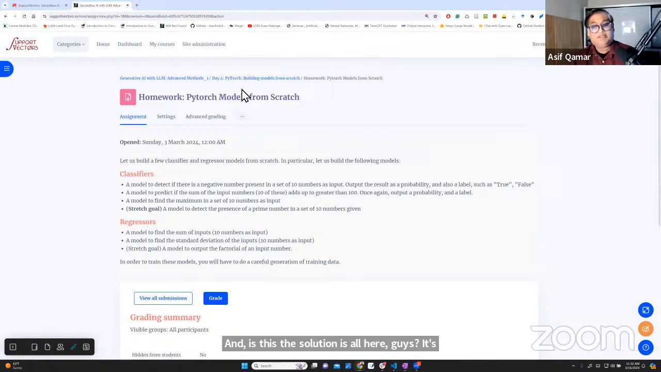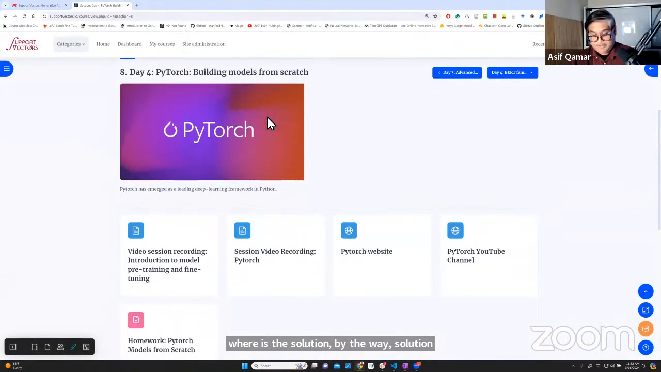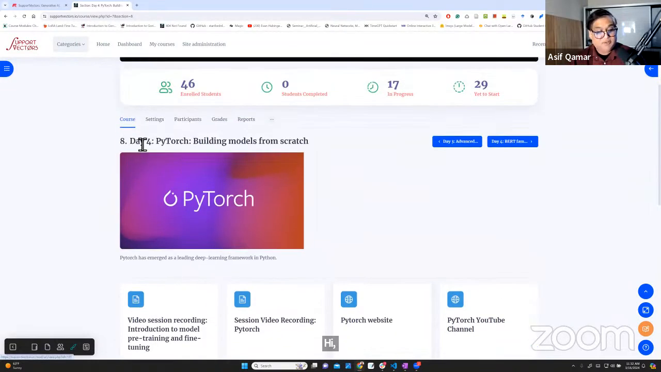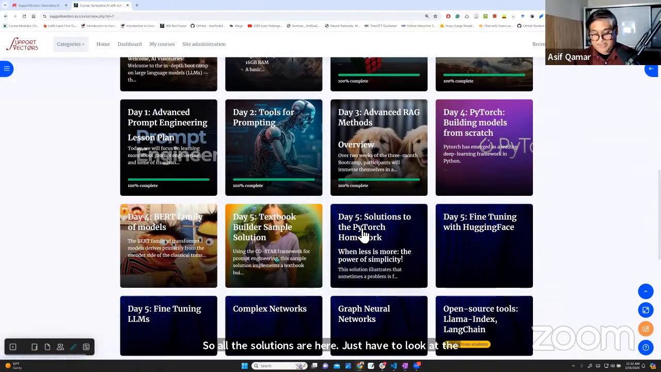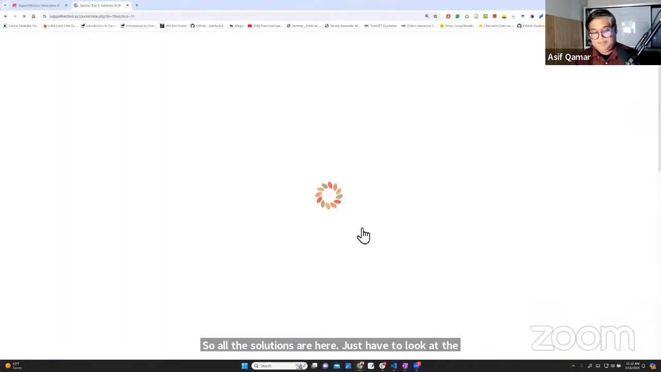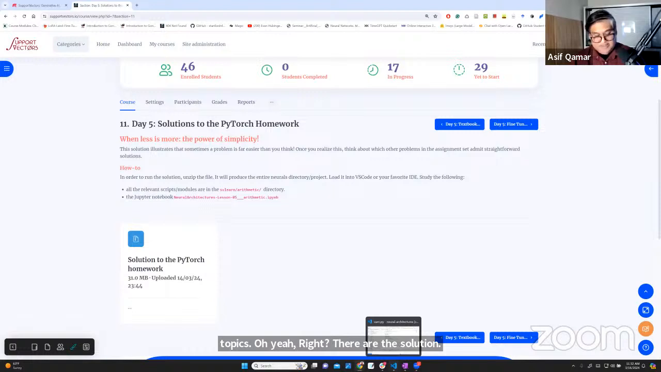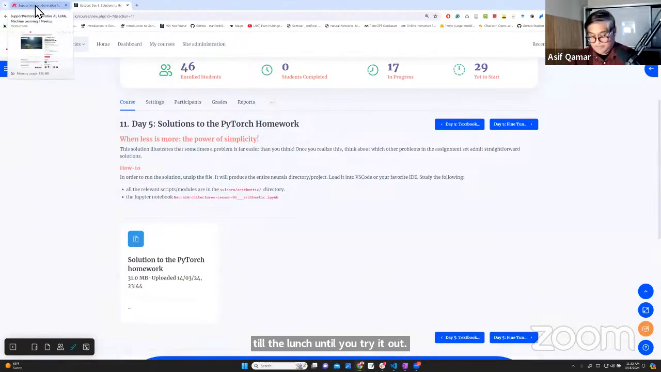Where is the solution, by the way? Solution is on the Pytorch website. So this is the homework, and if you go to the course somewhere here, you'll see that. So all the solutions are here. You just have to look at the topics. Oh yeah, here you go, day 5, right? Day 5. Here are the solutions. So you can download the solutions if you want, but wait till lunch until you try it out. So let's look at the code.